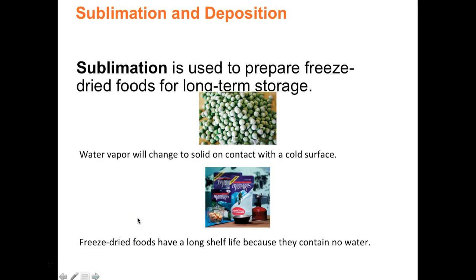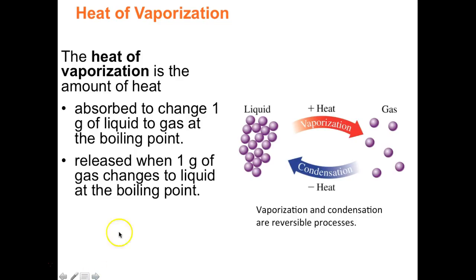Sublimation is a quick way to remove moisture, much like dehydrating foods, except in this case it preserves the food, because it removes all the water vapor by solidifying it. So this can preserve the shelf life of the food.